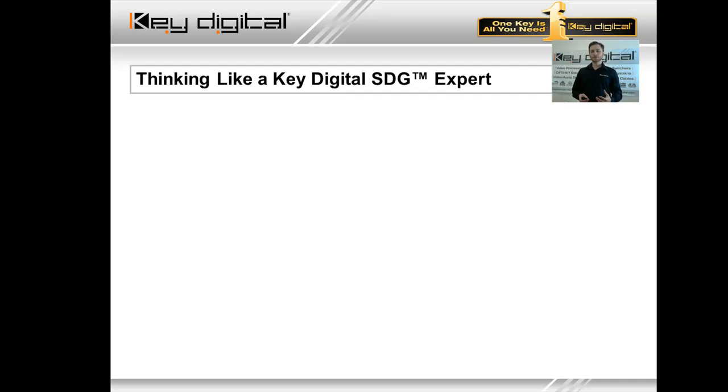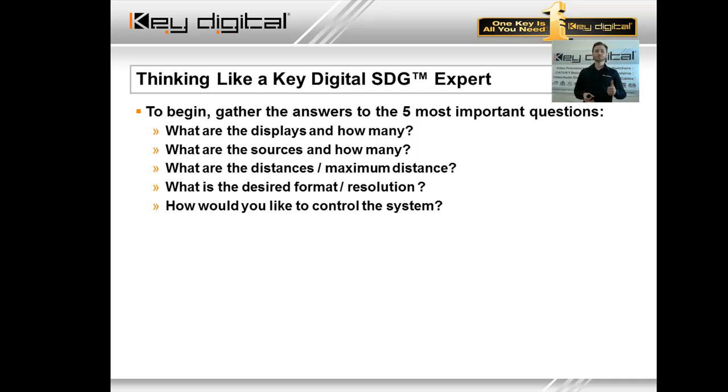Keep in mind the 5 key bits of information that, when you collect them, will let you put together a full circle video solution. Those 5 points are: what are the displays and how many? What are the sources and how many? What are the distances, either the distance of every run if possible, or at least the maximum distance, the longest run? What is the desired format and resolution, i.e. HDMI or VGA at this resolution, perhaps due to existing gear, such as a projector supporting resolution X? And how would you like to control the system?